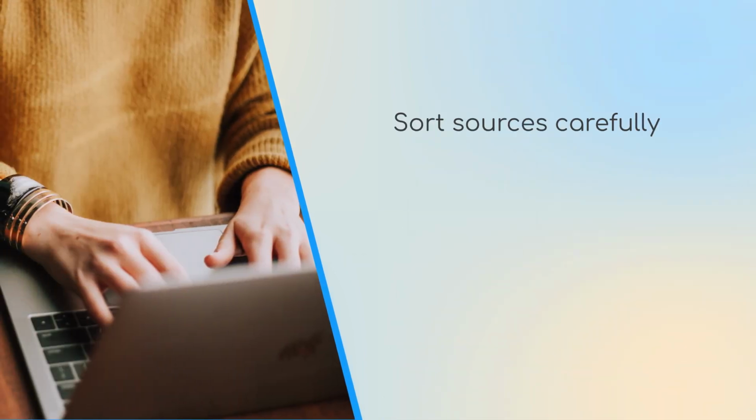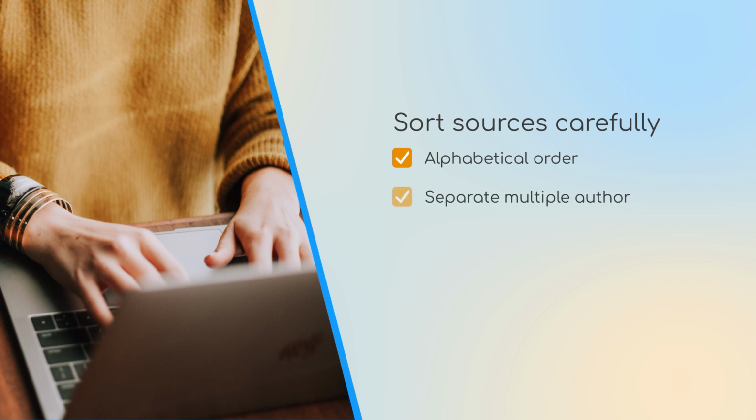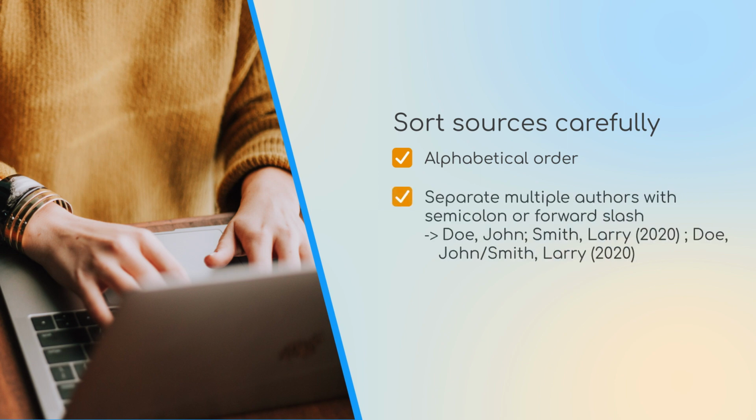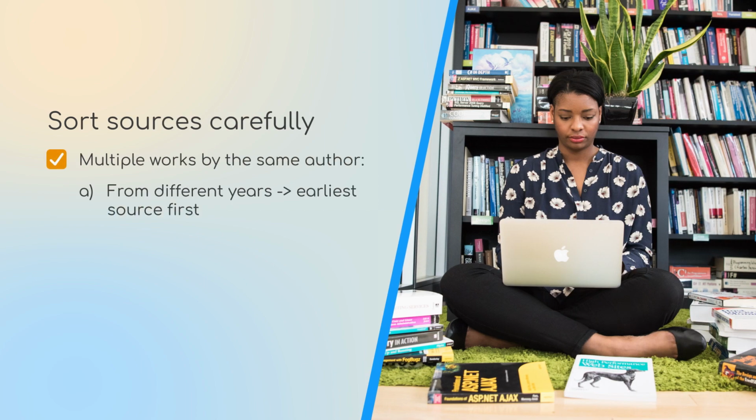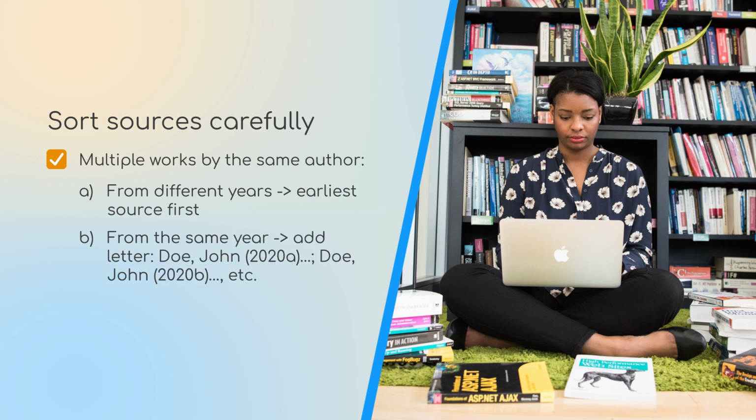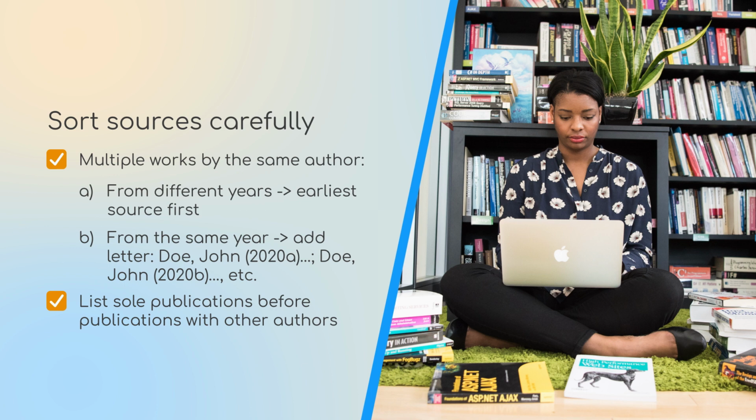The listing of the individual sources is alphabetical according to the family name. In case of several authors per source, separate the individual names by a semicolon or a slash. If there are more than 3 authors per source, you do not need to list all names, but instead, depending on the citation rule, the addition et al. is sufficient. If you use several works by one author, then you list the oldest source first. If the works are from the same year, then you must place a lowercase letter after the year. Finally, it can happen that an author is not only represented with his or her own publications, but is also published together with other authors. Here, the rule is to list the sole publications first and then the publications with other authors.